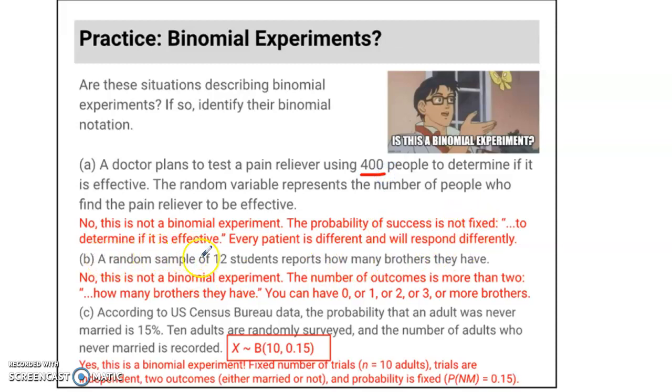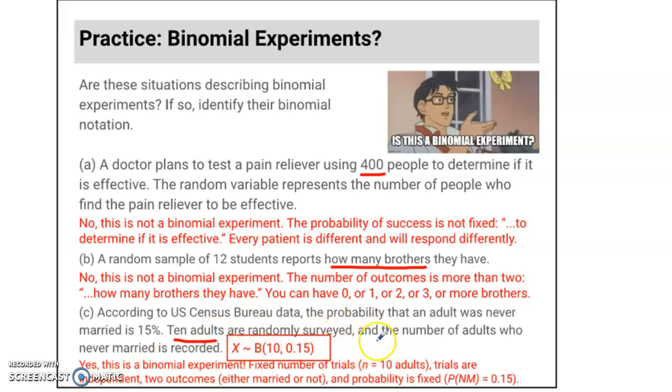For letter B, it says a random sample of 12 students reports how many brothers they have. Well, I don't know about you, but I have 2 brothers. Your answer might be 1, your answer might be 3, your answer might be 0. So this is not a binomial random variable, because we're asking how many brothers they have. This is a discrete random variable, not as specific as binomial, but it is not a binomial random variable. And for letter C, this one is actually a binomial random variable because we have a fixed number of trials. We have 10 adults. We have independent trials.